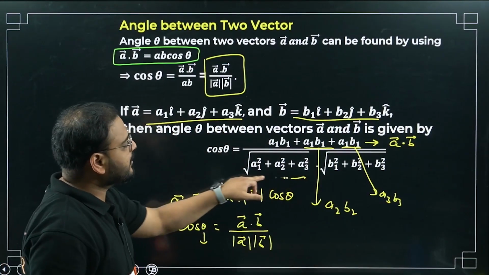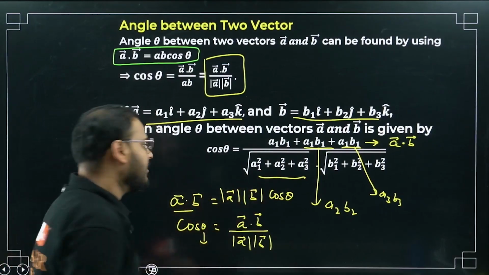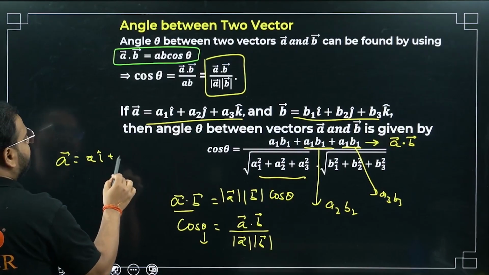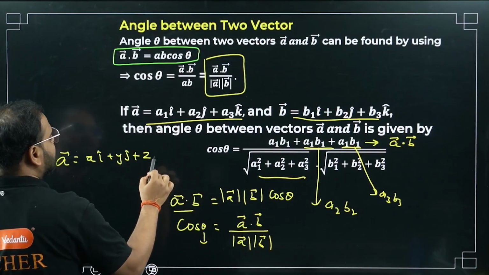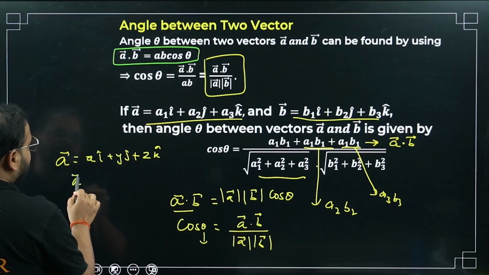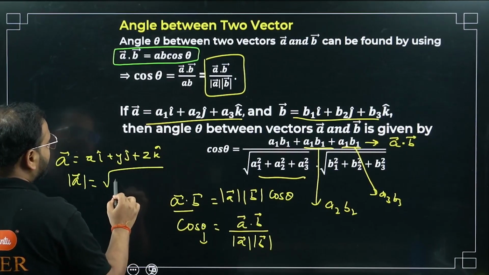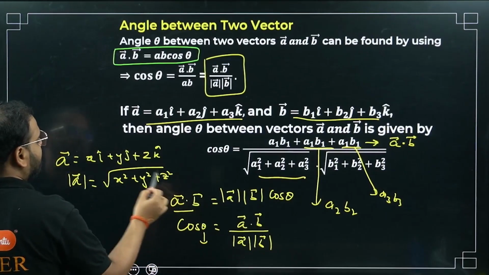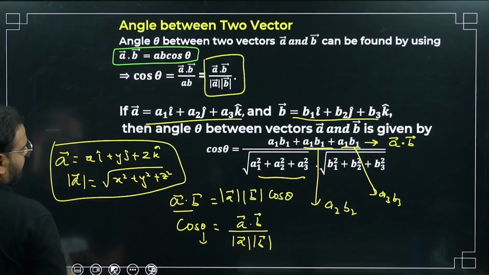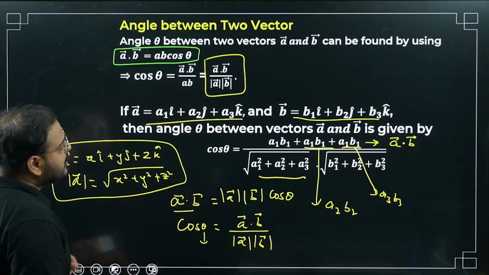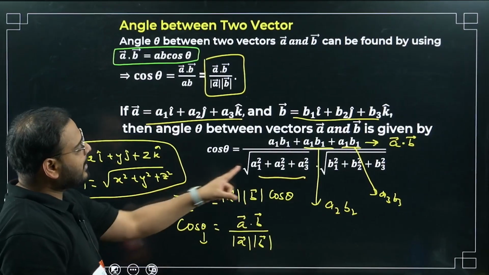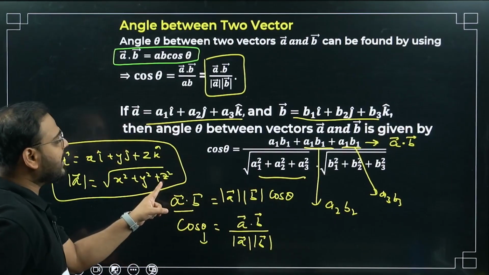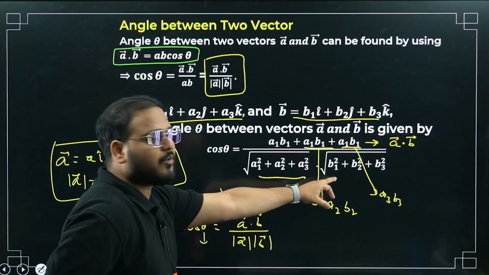And what is this going to be? Where is it coming from? Remember, if I'm writing a vector A like this, x i cap plus y j cap plus z k cap, what is the magnitude of vector A? It is given by the square root of x square plus y square plus z square. This is the formula; we have learned this. In place of x we have a1, so a1 square. In place of y we have a2, so a2 square. In place of z we have a3, so a3 square. And the same thing for vector B also.